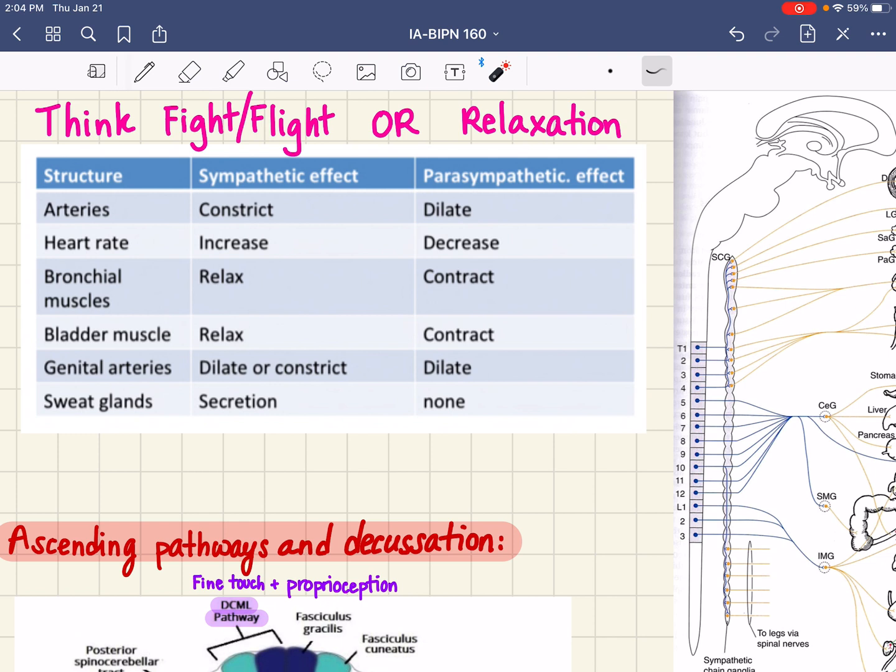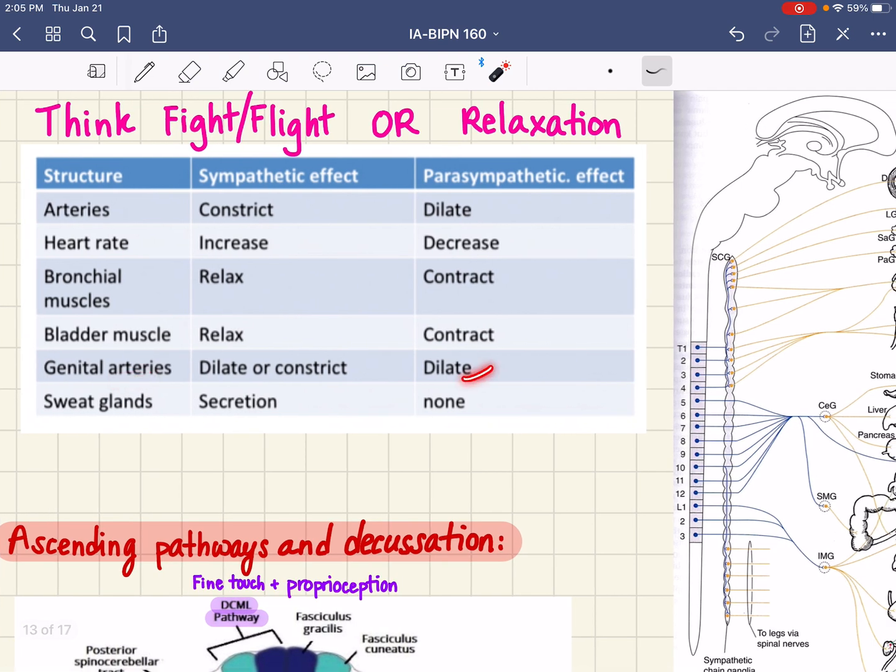Okay, and then the same thing happens, but in opposite, in the parasympathetic nervous system. So for example, there is no lion, it's a Sunday morning and I'm relaxing, then my arteries to my skin will be dilated, my heart rate will be lower because there's no danger that is posed to my life. My bronchial muscles will be contracted because I don't need to be taking deep breaths. The bladder muscle can contract if I need to urinate.